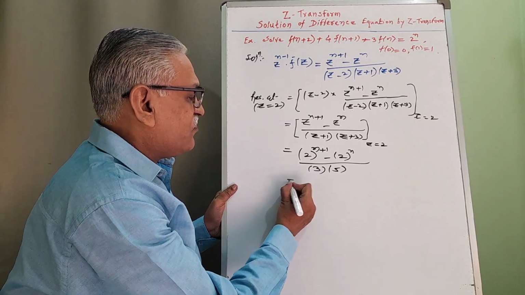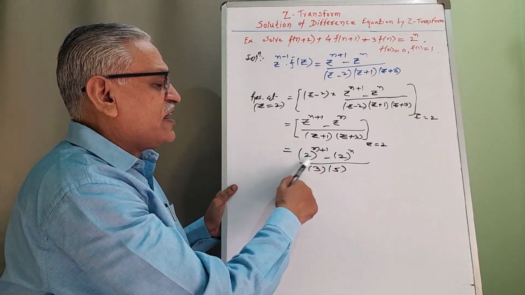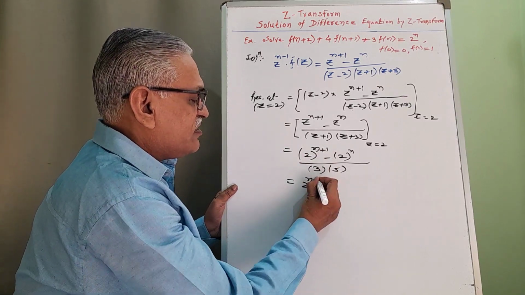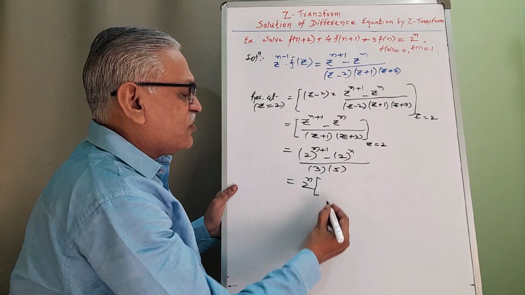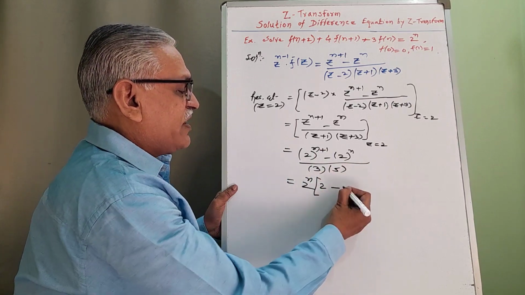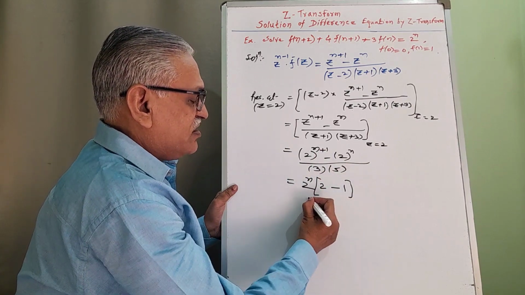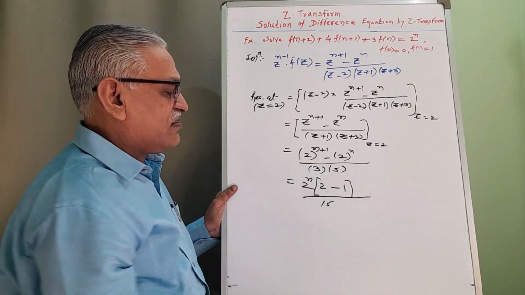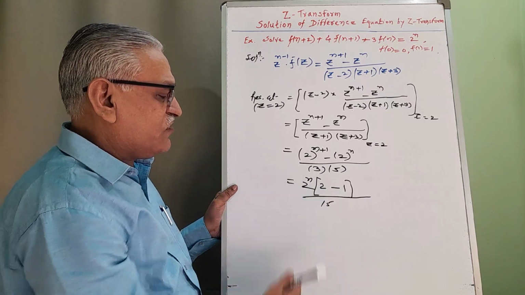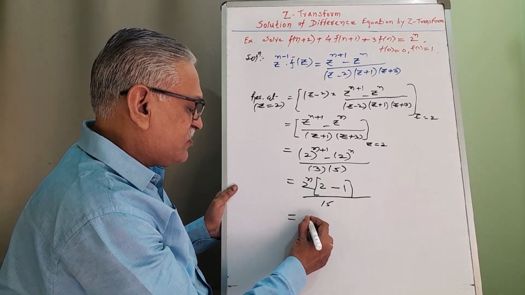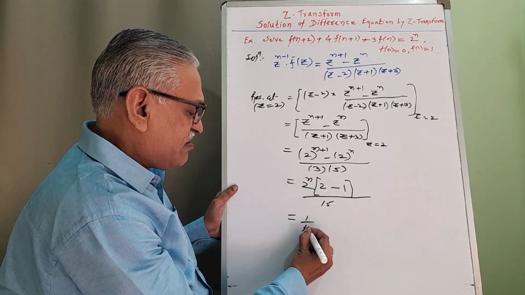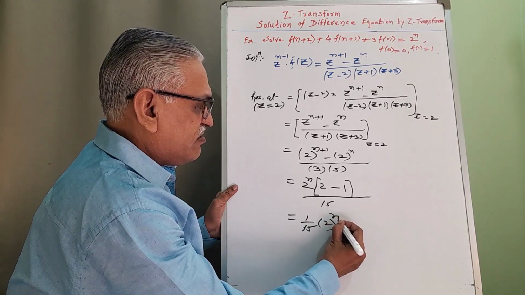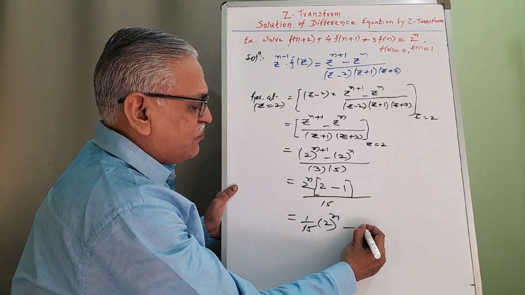From these two terms I can take 2 raised to n common. The remaining terms are 2 raised to 1, means 2, minus 1, and whole divided by 5 3s are 15. Therefore 2 minus 1 we get 1. Therefore the first residue is 1 by 15 into 2 raised to n. Equation number 4.